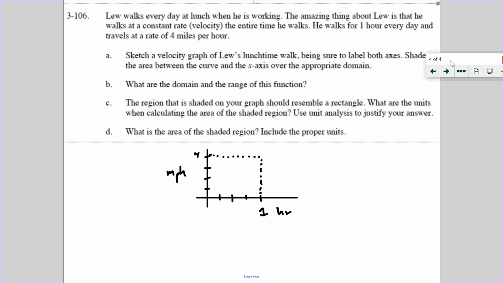And lastly, 106 is just Lou walks every day. He's going 4 miles per hour. So it's another good practice, an intro to area under the curve. So he's a constant rate for an hour. And we just want to know with these, the domains and the ranges, what do the dimensions tell us? So, if this is in hours and this is miles per hour, I can break this up into rectangles and see how far he's going. But eventually we know that he went 4 miles.